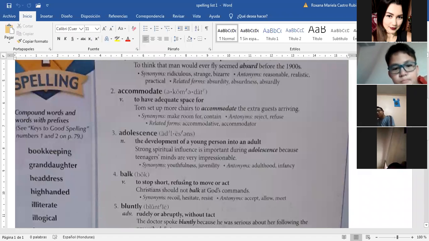Mande, Miss. Are you listening, my dear? Can you hear me? Sí. Okay. Tell me the translation of this word, adolescence. What is the translation? I don't know, Miss. Look here, the synonym. Miss, ya voy a venir. Es que voy a hacer un mandado. Okay, but speaking English. Okay.